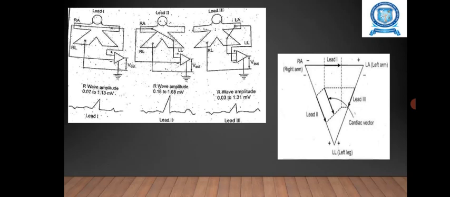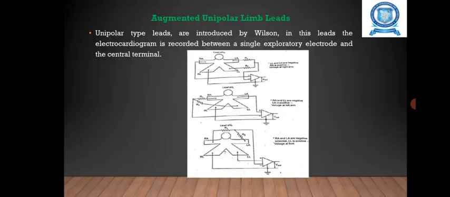Here the figure shows the standard bipolar limb leads and their corresponding ECG waveforms. From this Einthoven triangle, it shows the closed path RA to LA to LL and back to RA, so it is called the Einthoven triangle. Here the sides of the triangle represent the lines along which the three projections of the ECG vector are measured.